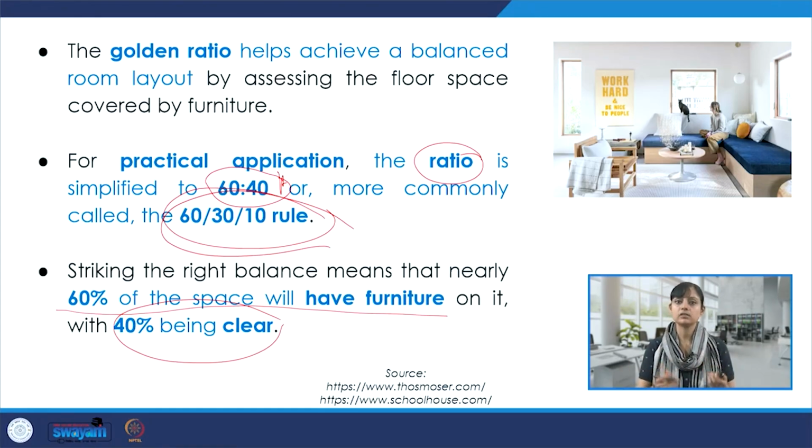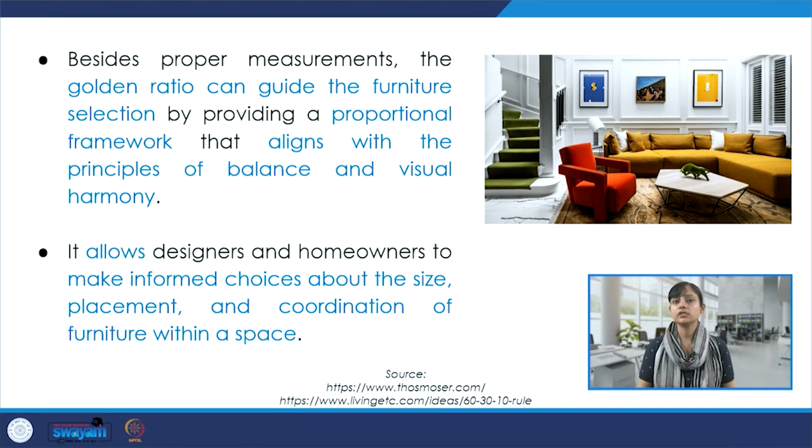The golden ratio can guide the furniture selection also, because we have a proportional framework in place, and it also aligns with the principles of balance and visual harmony. And it does allow designers to take informed decisions, make choices about size, placement and coordination of furniture within a space as per this framework, which is sort of a thumb rule.